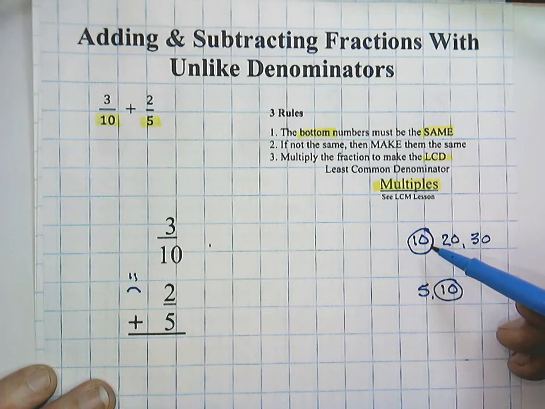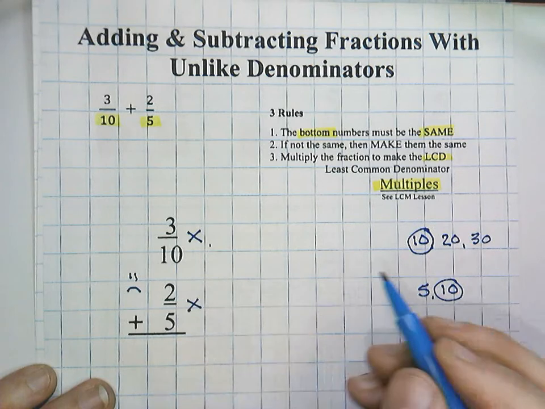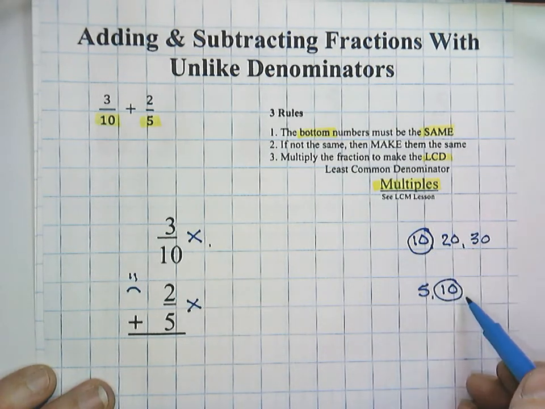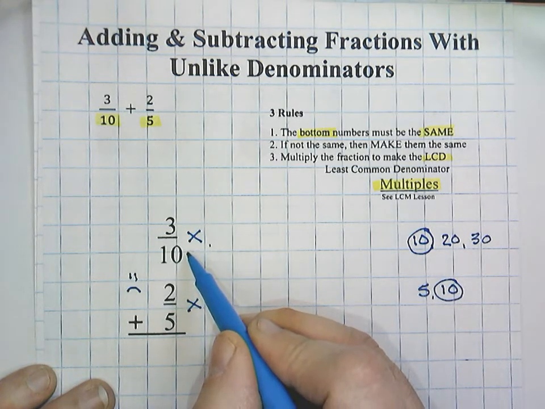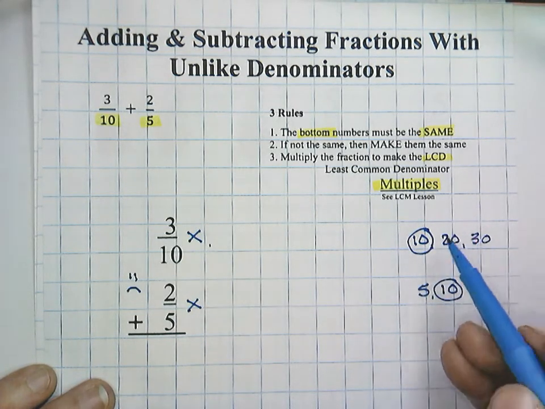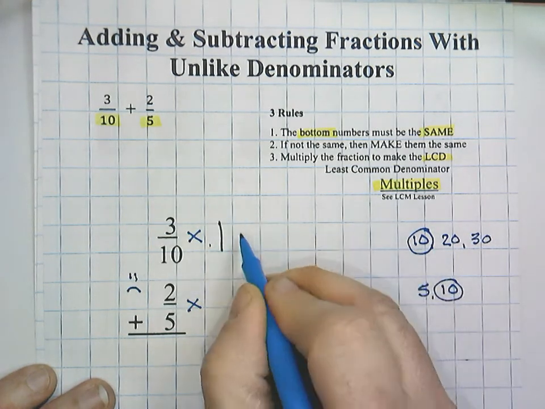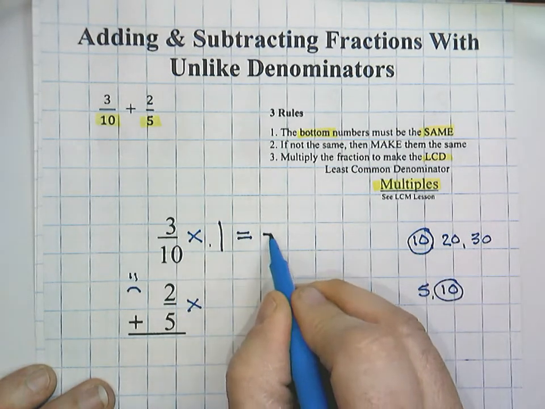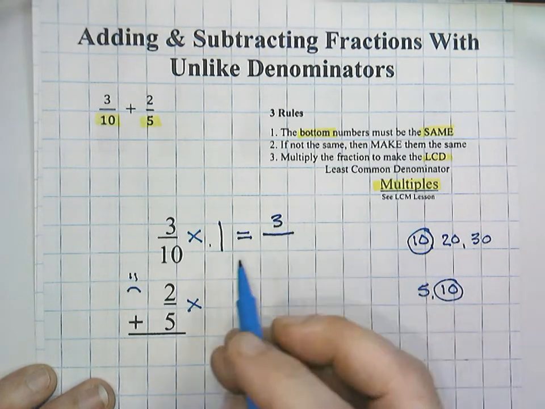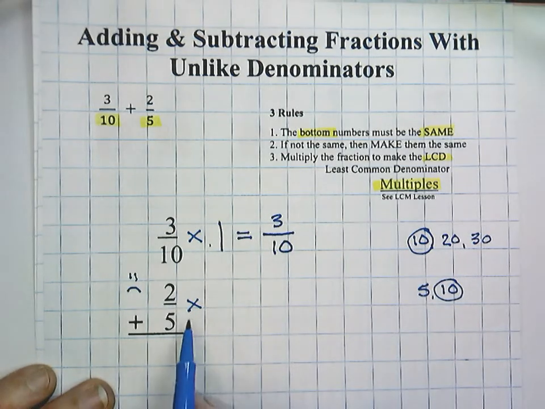So my job is to multiply, it's rule 3, and the goal is to make this into tenths. So in other words, what am I going to multiply 10 by to get tenths? Well, I'll show you a little trick. When you look at your multiples here, it's the first one. So in other words, we're just going to multiply by 1. So 3 times 1 would be 3, and then 10 times 1, 3/10.